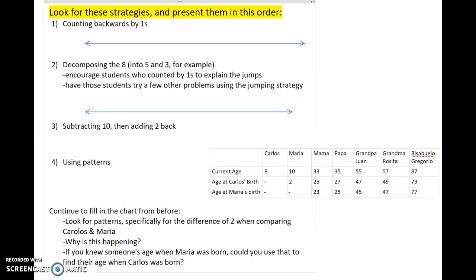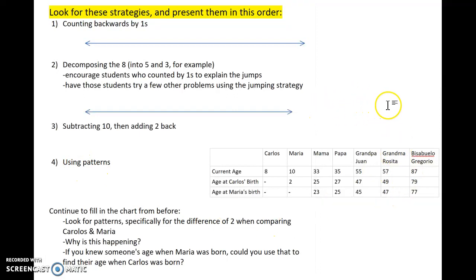Okay, so while kids are working, you as the teacher are preparing for the Math Congress. How are you doing this? You are observing student work and looking for certain strategies. You're looking for who is counting backwards by ones. Who is subtracting by just counting backwards 1, 2, 3, 4. You are looking for who is decomposing the 8 into 5 and 3, for example, so taking jumps bigger than just ones. You're looking for who's subtracting 10 and then adding 2 back, if anyone's doing that. Or who's using patterns between Carlos and Maria to get the answers across those.